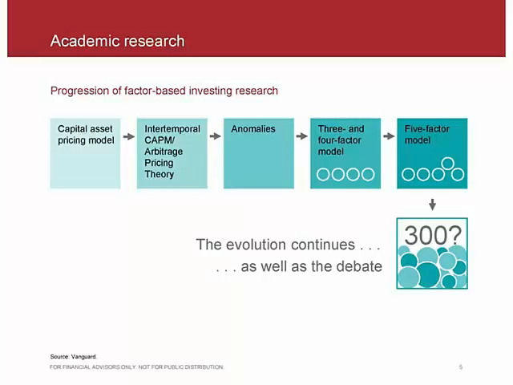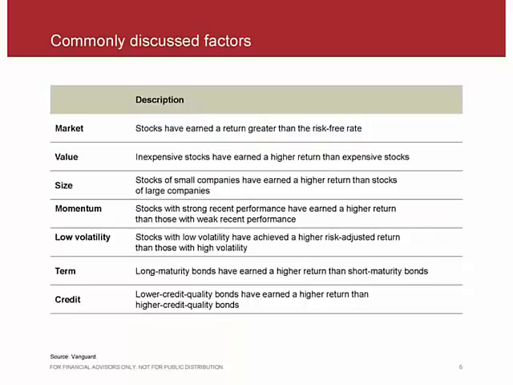On the next slide, we have some of the commonly discussed factors. So these aren't necessarily the most important or the most successful. They're really just the most commonly discussed. We have market, value, size, momentum, low volatility on the equity side, plus on the fixed income side, having term and credit.